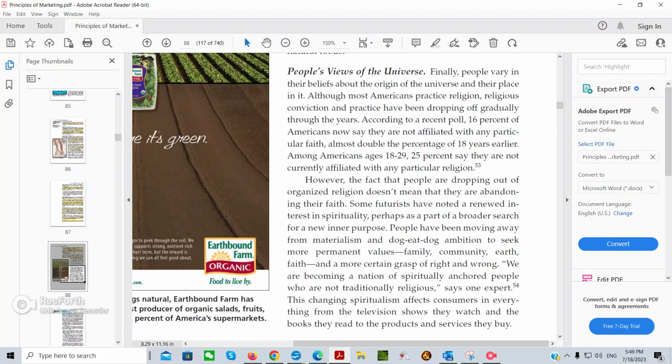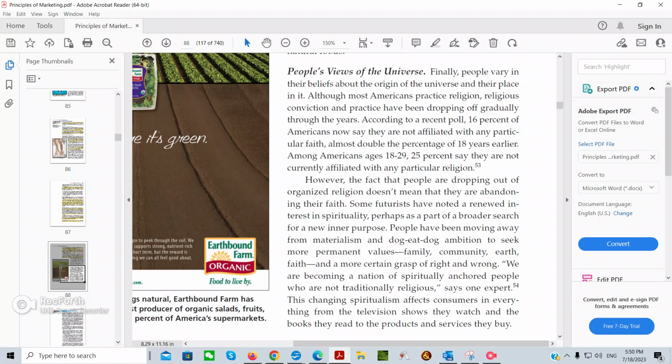Although most Americans practice religion and religious conviction, practice has been dropping off gradually throughout the years. According to a recent poll, 16% of Americans now say they're not affiliated with a particular faith, almost double the percentage 18 years ago. Among Americans aged 18 to 29, 25% say they're not currently affiliated with any particular religion. However, the fact that people are dropping out of organized religion doesn't mean that they are abandoning their faith.